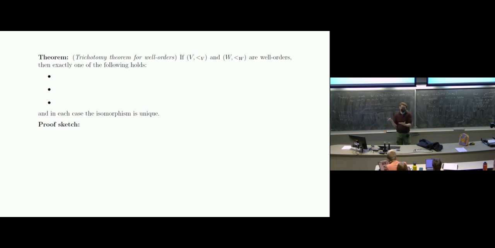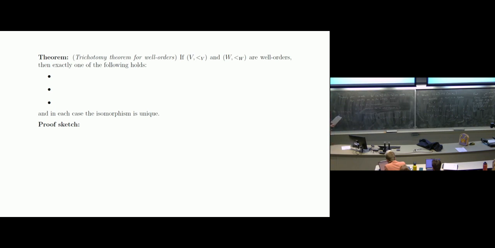It has all the properties of a linear order, though. Like every two well orders are comparable in exactly one way. This order is transitive, it turns out. Like if V is an initial segment of W, and W is an initial segment of U, then V is an initial segment of U, which is transitivity, and so on.